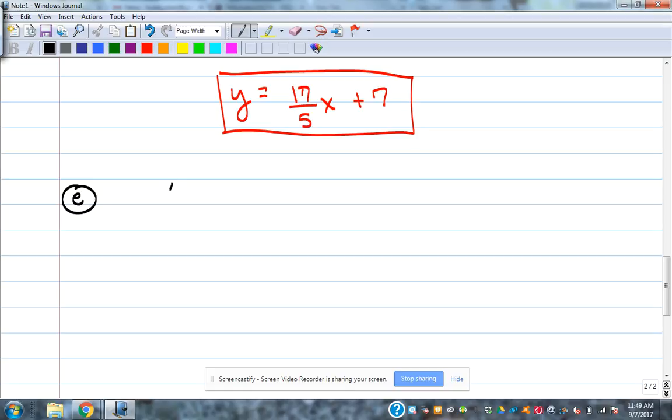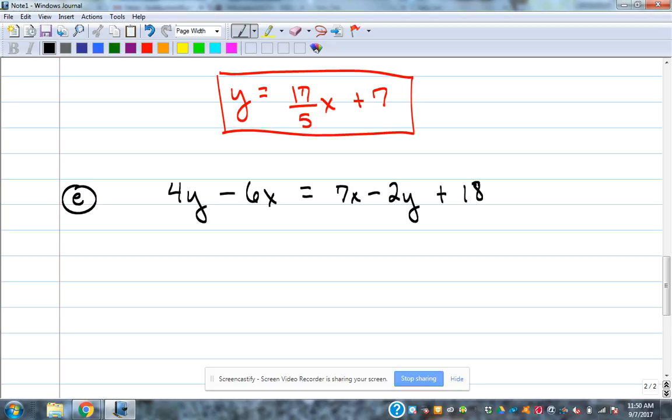Let's do this one. Let's say we had 4y minus 6x equals 7x minus 2y plus 18. A lot going on with this. This is as hard as they get, really. Michael, can you help us?